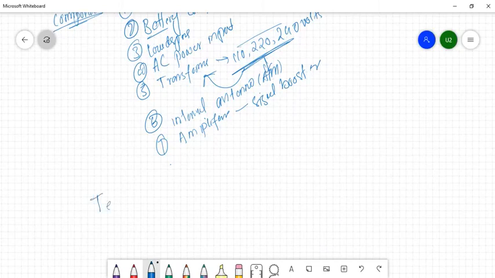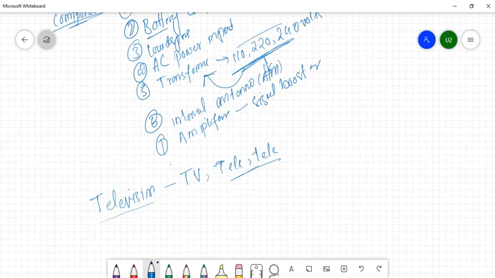Coming to television. Television, as you know, is the complete form of TV. It can be tele, or tele from telecommunication. The basic idea about it is a radio set plus camera. So this was the basic idea from which the practical form of television arose. Now let's talk a little bit about it.